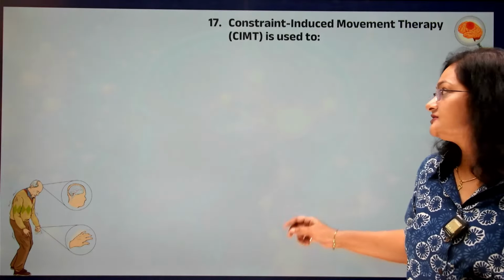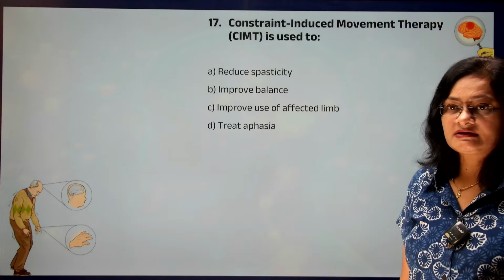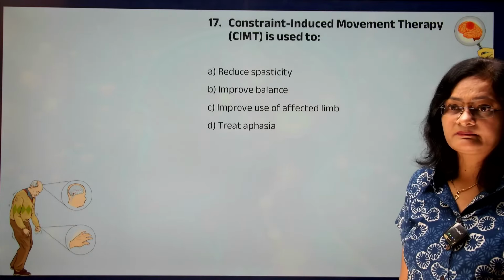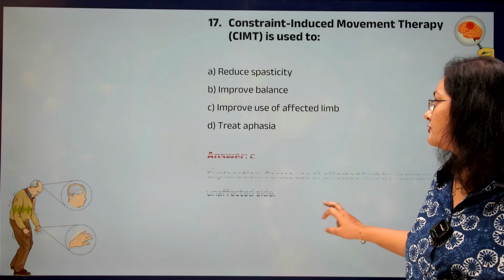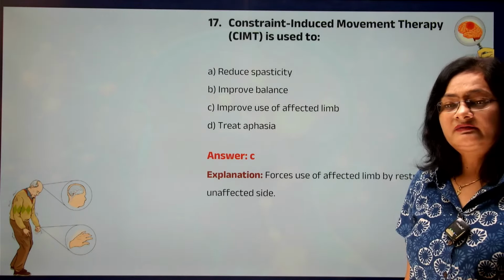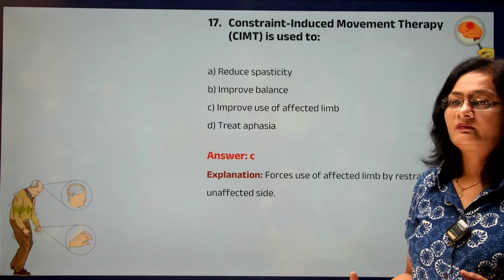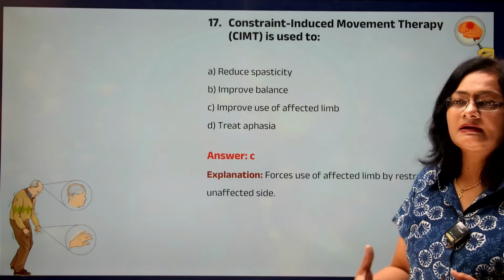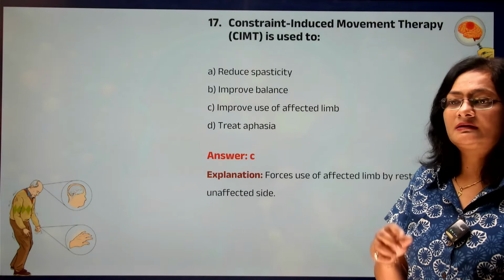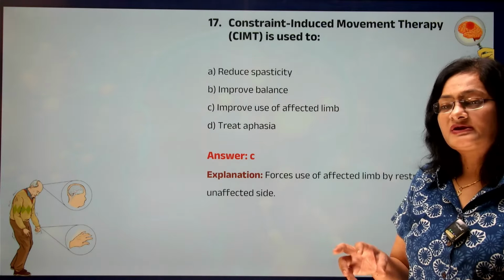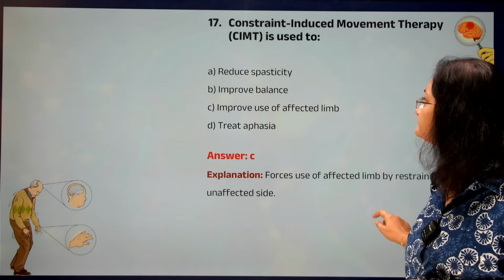So CIMT is used to: first option is for reduction of spasticity, for improvement of balance, for improved use of the affected limb, and for treatment of aphasia. So our answer will be C. When the patient is not using the affected limb, we are compelling the patient to use the affected limb by restraining the unaffected limb. So the patient has to compulsorily use the affected extremity.